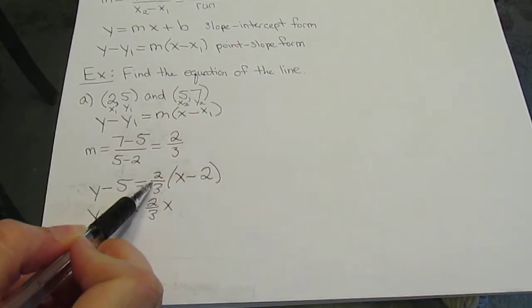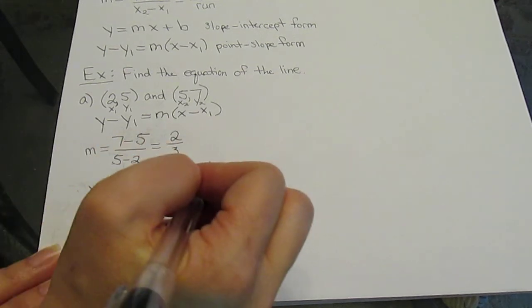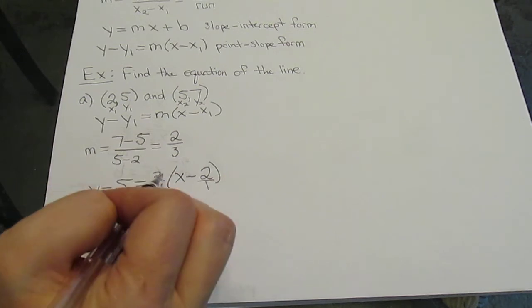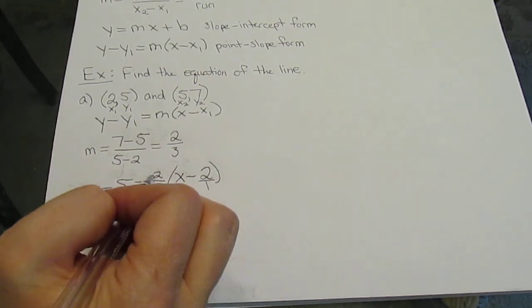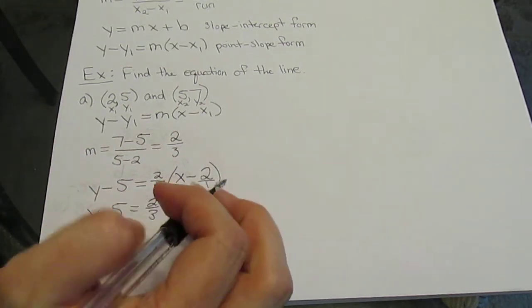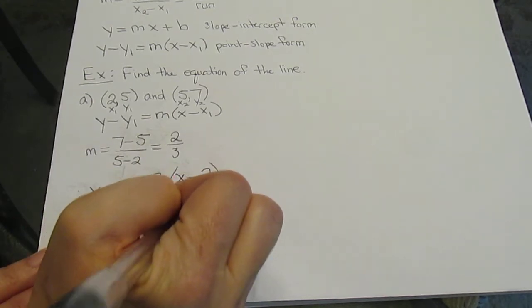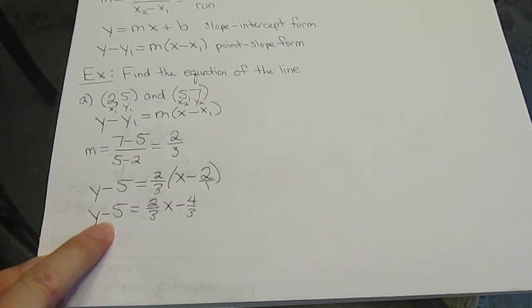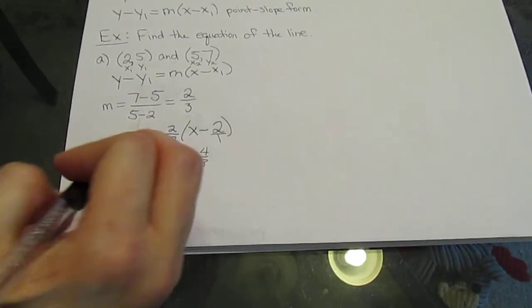Okay, and remember when you're multiplying fractions, just put your 2 over 1 and you've got 2 fractions here and you're multiplying. So you just multiply across. We've got negative 4 over 3. And then finally get y by itself, so add 5 to both sides.